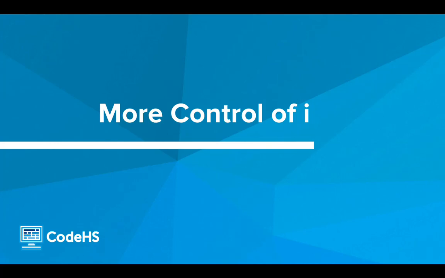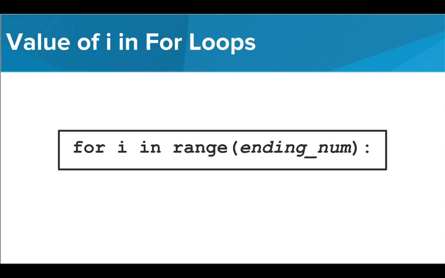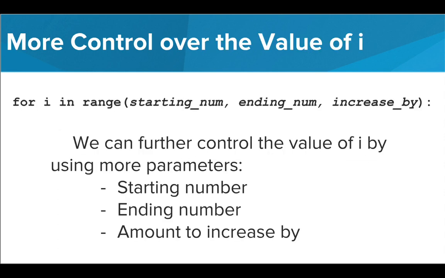Hi, in this video, we're going to learn about how we can further control the value of i in for loops. We know that the value of i is counting from 0 to an ending value by ones, but can we alter this? Yes. We can have even more control over the value of i by using more parameters. If we just put one value in for our range, Tracy will default to starting at 0 and counting by 1 up to that value.